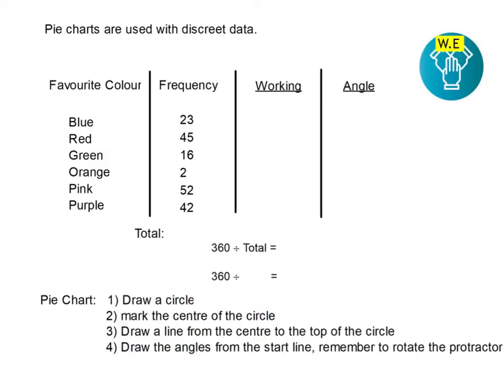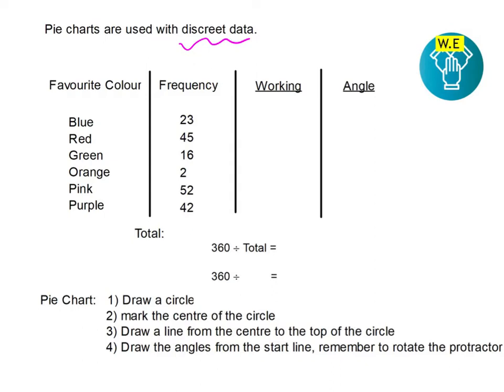Now, to be able to draw a pie chart, we need some data, and we are using discrete data. Now, discrete data is things that we can group together. So that might be boys and girls, so gender, it could be favourite colours, it could be which pet you have at home or none at all. It's things that we can put people in a group for.